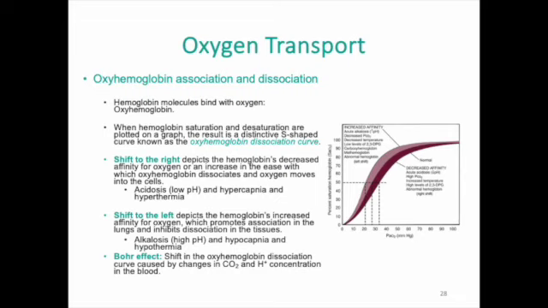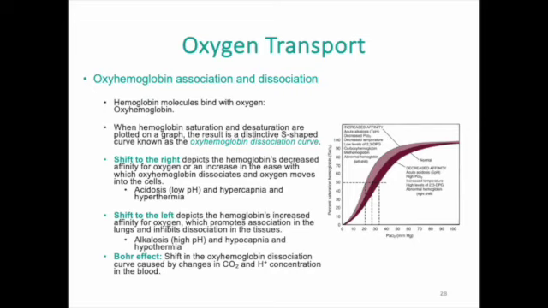Now, several factors can change the relationship between our PaO2 and the SaO2. This causes the oxyhemoglobin disassociation curve to shift to the right or to shift to the left. When we say a shift to the right, this is telling us that hemoglobin has a decreased affinity for O2, or an increase in the ease with which oxyhemoglobin disassociates and O2 moves into the cells. So opposite, a shift to the left depicts hemoglobin's increased affinity for O2, which is promoting association in the lungs, which inhibits disassociation in the tissues.